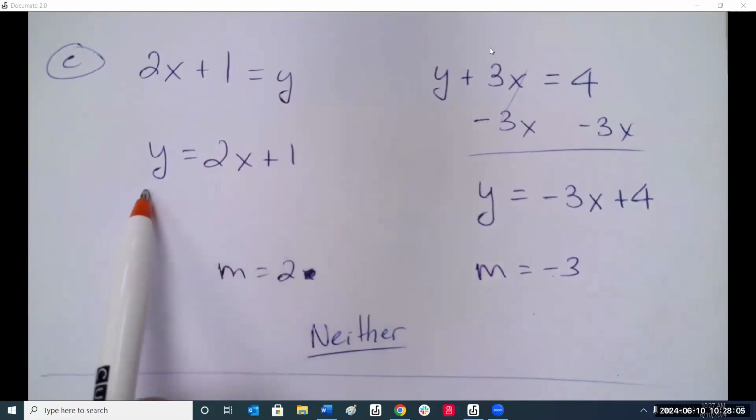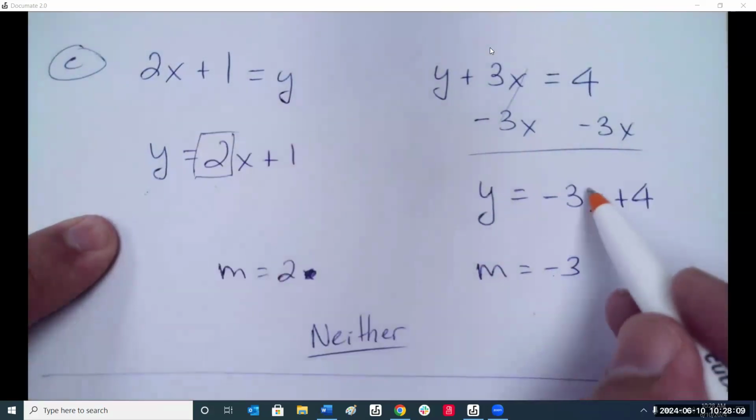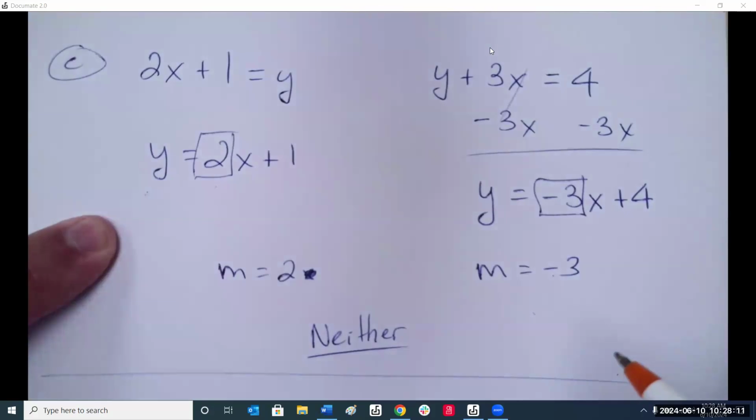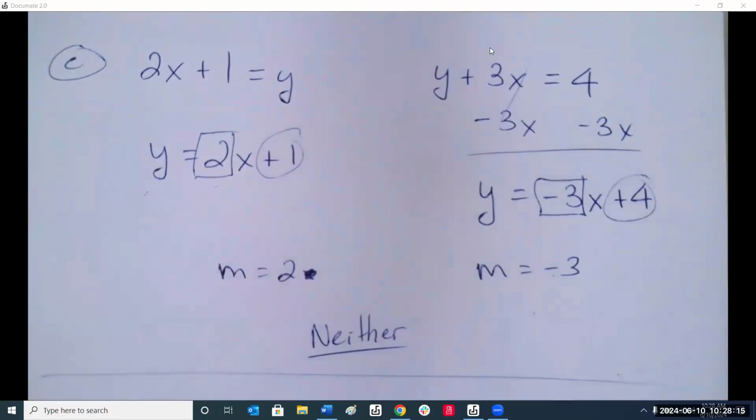Once you get it solved for y equals, compare the slopes, whatever's in front of the x, and then look at the y-intercepts if the slopes are equal.